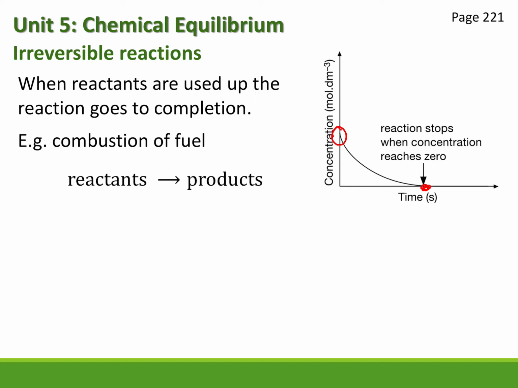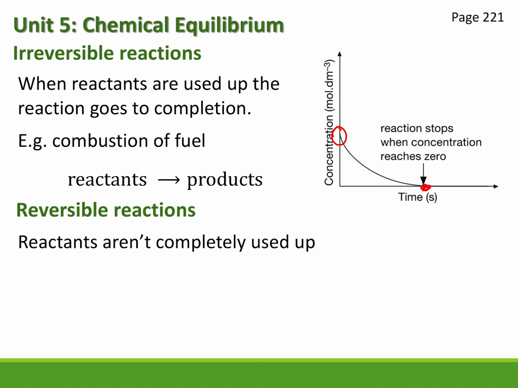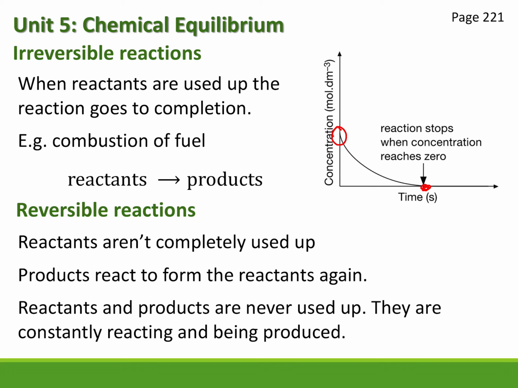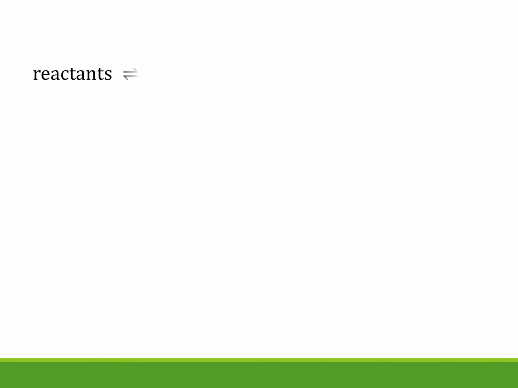So the reactants become products. That's nothing new. You've seen this lots. With a reversible reaction, the reactants don't get completely used up because what happens here is that as the reactants get used up to make the products, the products can react to form reactants again. And that is actually really, really important, okay? So the reactants and the products are never actually completely used up. They are constantly reacting and constantly being produced. So as reactants make products, products make reactants.